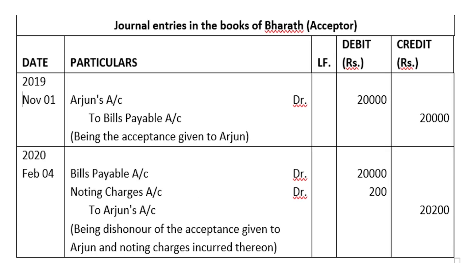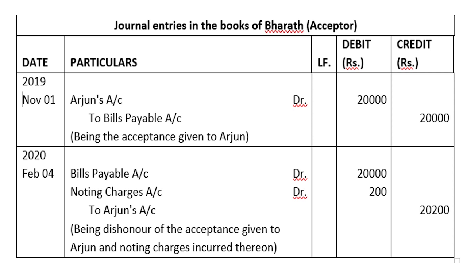Now the journal entries in the books of Mr. Bharat, the acceptor of the bill. Initially, when he has accepted the bill, he is accepting a liability. Arjun is the receiver of the benefit. So Arjun's account is getting debited to bills payable account Rs 20,000. On the due date, as he has dishonored, the bills payable accepted earlier stands cancelled. So when we accept to pay a bill, it becomes a liability. It gets credited. Now the bills payable is dishonored.